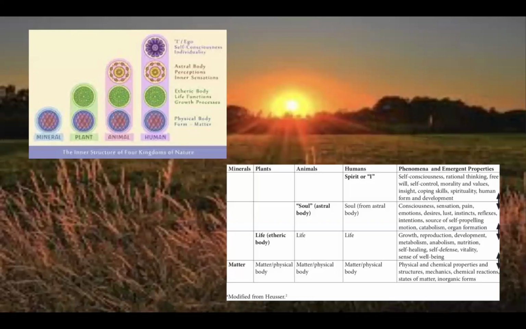So, as I said before, minerals have a physical body, plants have a physical and etheric body, animals have a physical, etheric, and astral body, and the human has all of those plus an ego. And health, from this perspective, is when all of these bodies interact and function at their optimal level. Illness results when there is an imbalance between these bodies, which causes the etheric or life body to weaken.